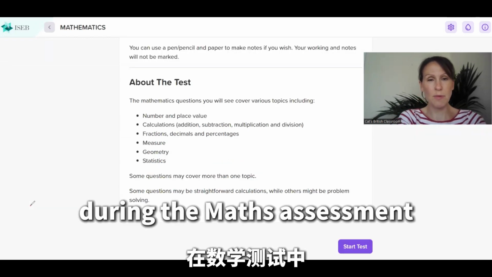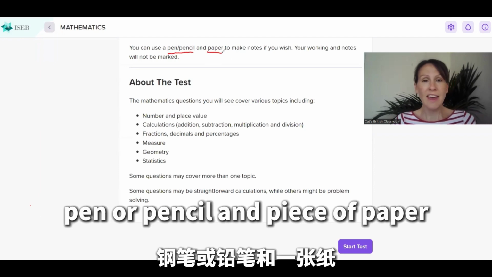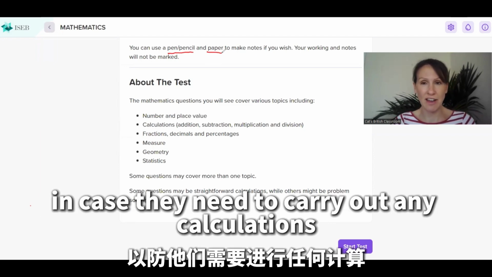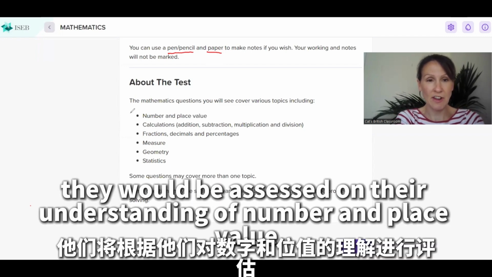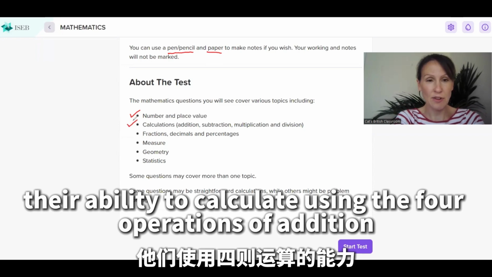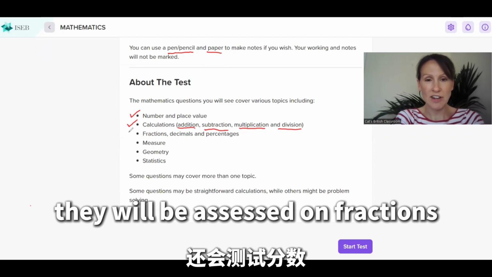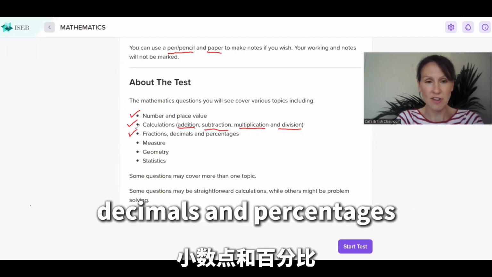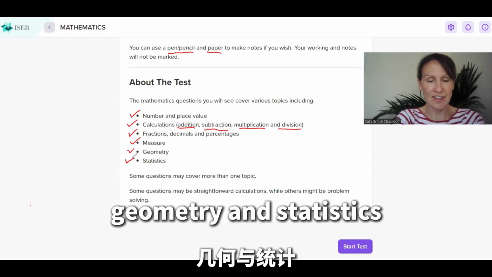During the maths assessment, students will be given an additional pen or pencil and piece of paper in case they need to carry out any calculations. During the test, they will be assessed on their understanding of number and place value, their ability to calculate using the 4 operations of addition, subtraction, multiplication, and division. They will be assessed on fractions, decimals, and percentages, also measure, geometry, and statistics.